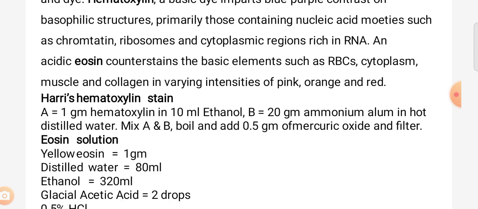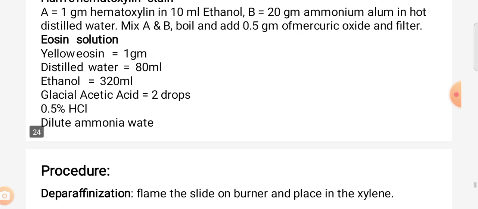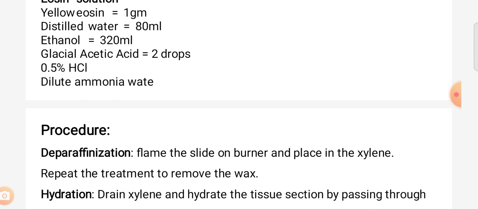Reagents required for hematoxylin staining. Hematoxylin: solution A is 1 gram in 10 ml ethanol, and solution B is 20 grams of ammonium aluminum sulfate in hot distilled water. Mix A and B solutions. Next one, eosin solution: yellow eosin 1 gram, distilled water 580 ml, and ethanol 320 ml. Glacial acetic acid, 2 drops, and mix well. Also 0.5% HCl and ammonia water. Next one, procedure.